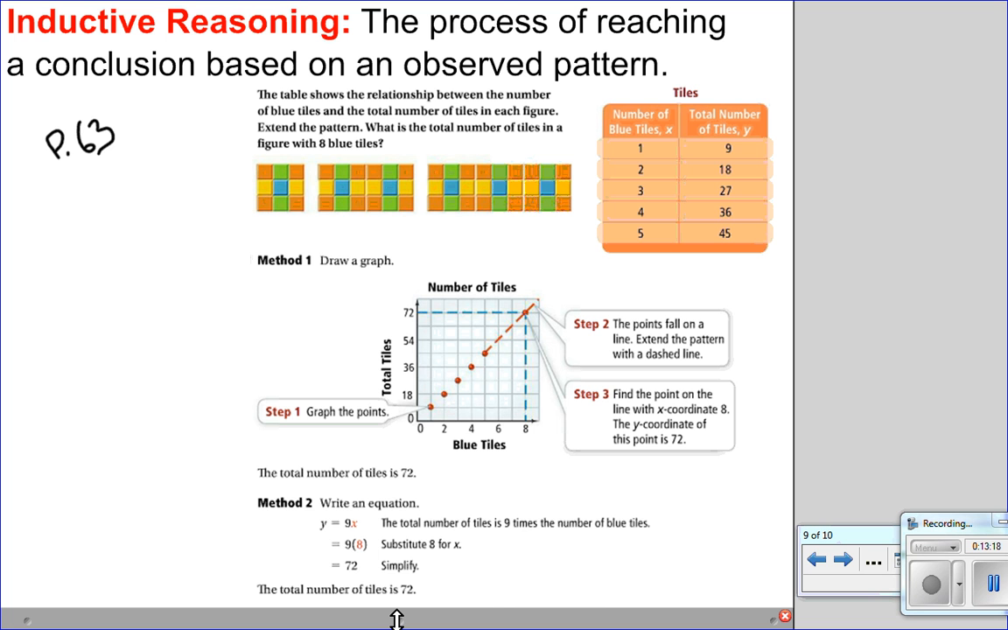You notice that we're multiplying by 9 every single time. So therefore, you could write y equals 9x, where y is the total number of tiles and x is the number of blue tiles. Plug it in, 9 times 8 is 72, so you know that the total number of tiles is 72.